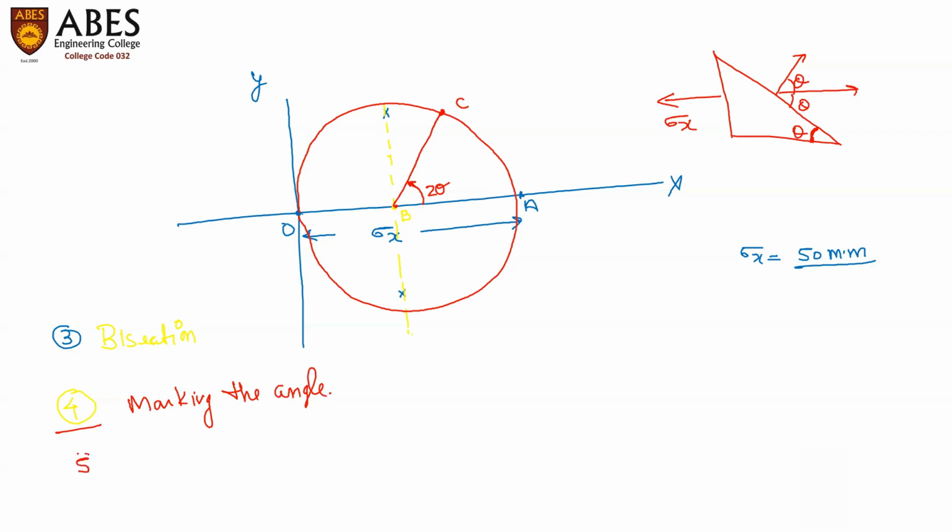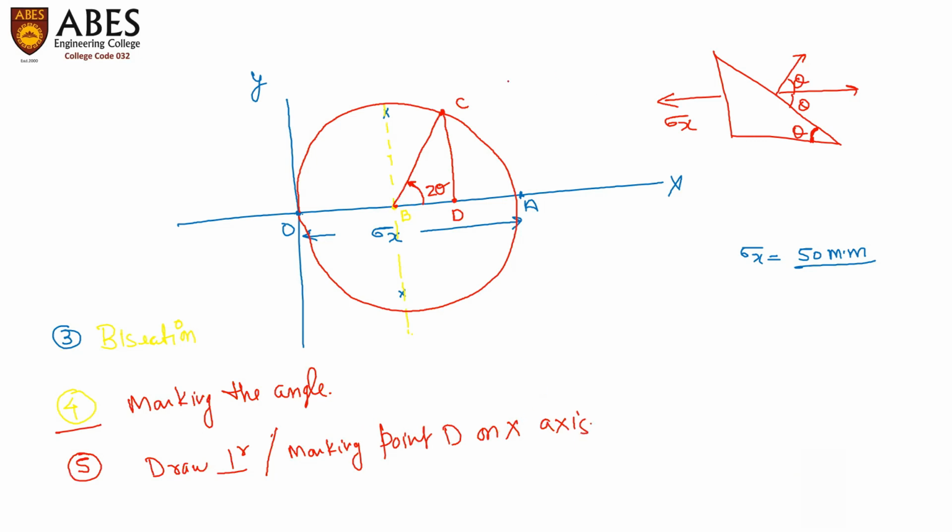Step number 5 is draw perpendicular. Draw a perpendicular from that particular point C on this x-axis and mark it as point D. Draw perpendicular, with addition, marking point D on the x-axis.